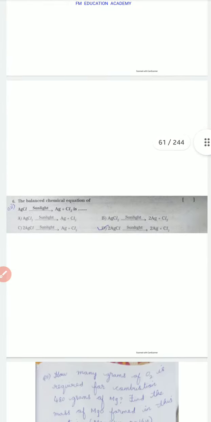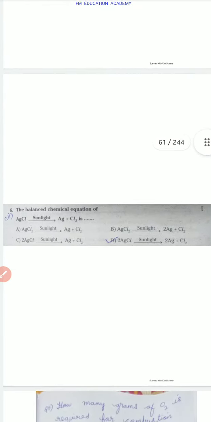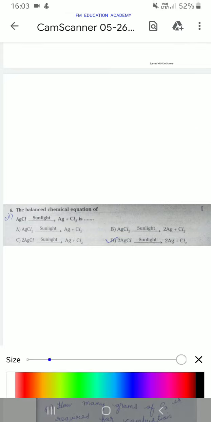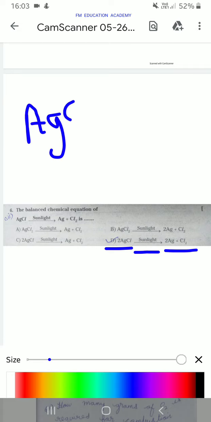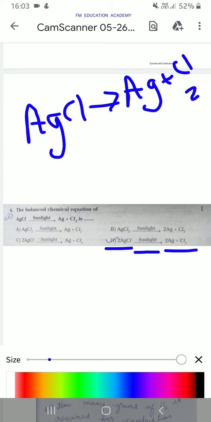Next, it is asking for the balanced chemical equation of silver chloride in the presence of sunlight. This is my balanced equation. How to check whether an equation is balanced or not? Suppose you have this equation: AgCl giving rise to Ag plus Cl2. Here you can see that the number of atoms of chlorine is 2. So you need to balance this.